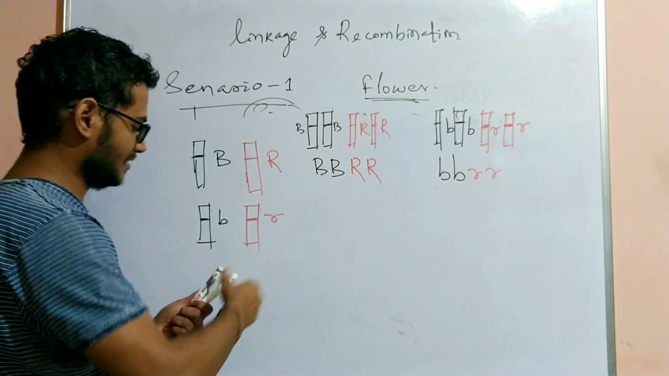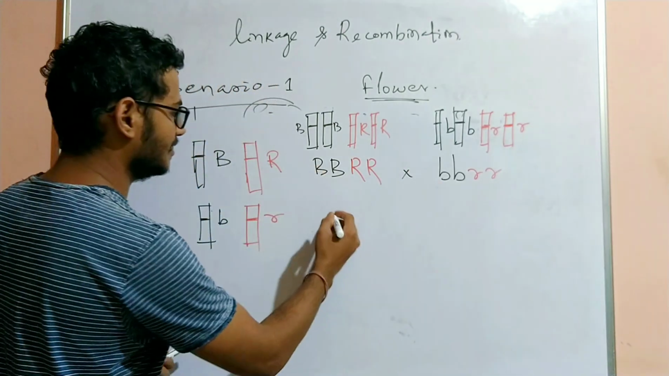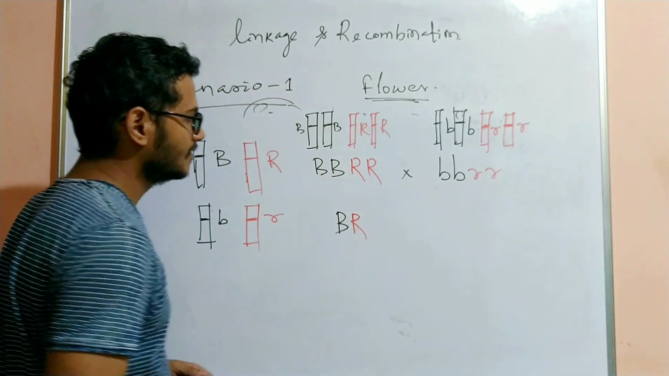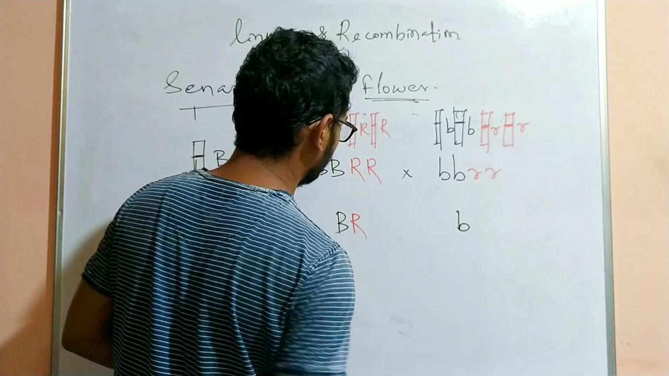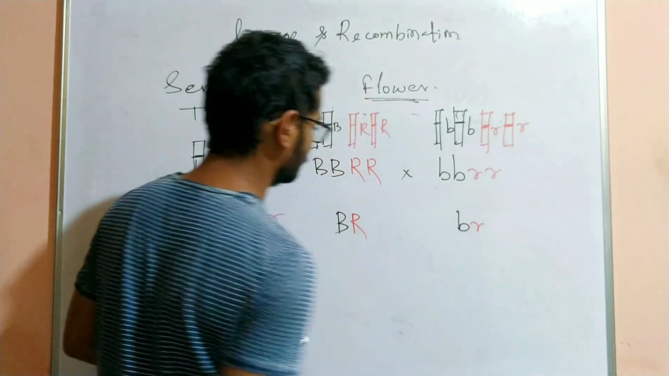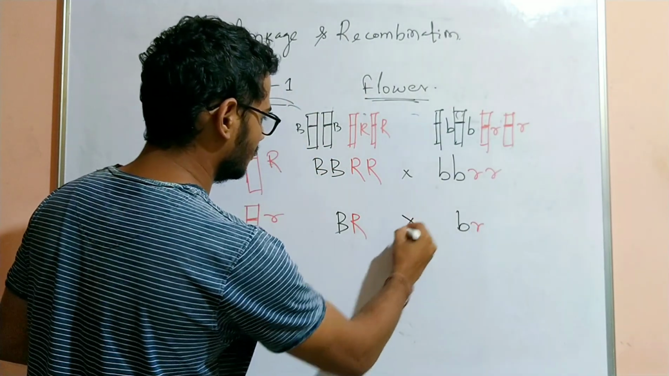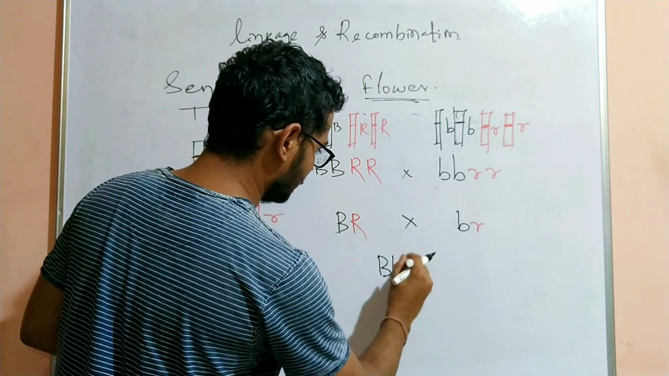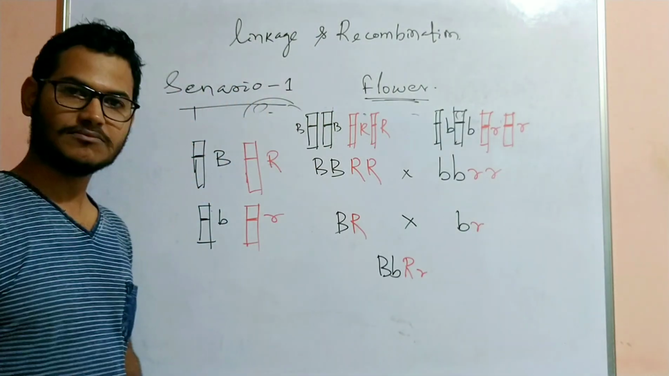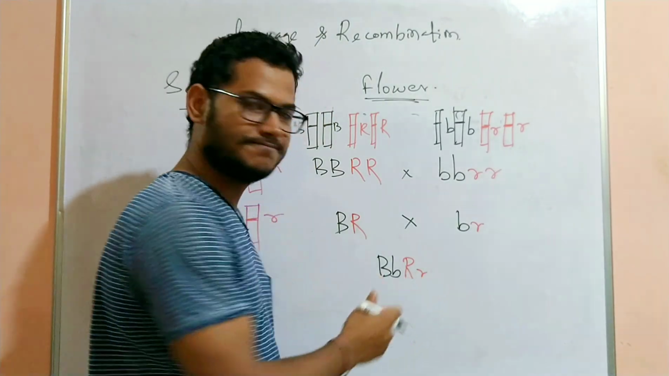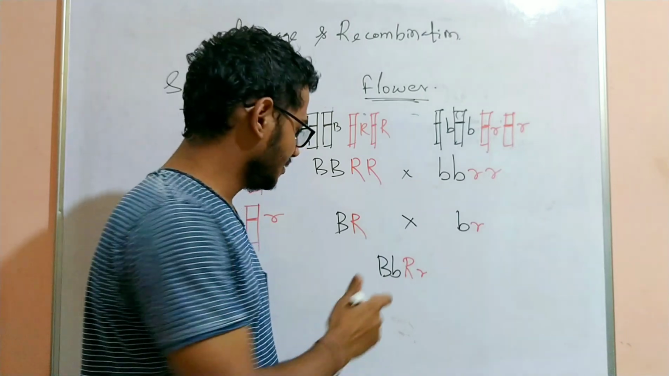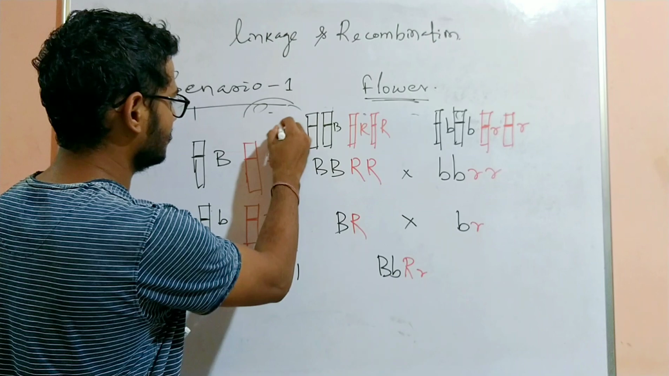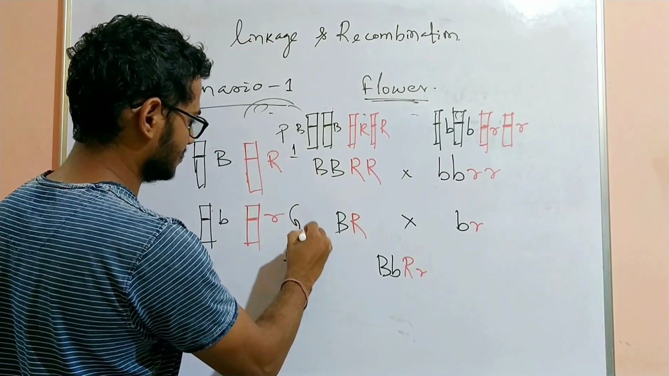When we cross between these two, what will be the probability of gametes? Capital B and capital R here, and small b and small r. By crossing these two we will get the offspring capital B, small b, capital R, small r. So this will be the product. This one is P1, this is G1, and this is F1.